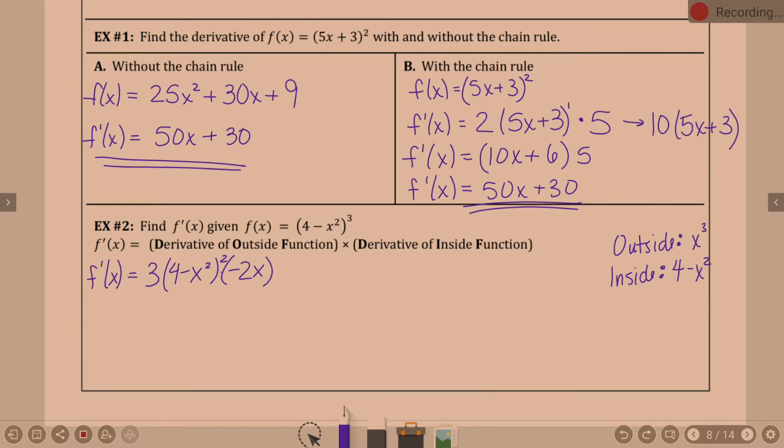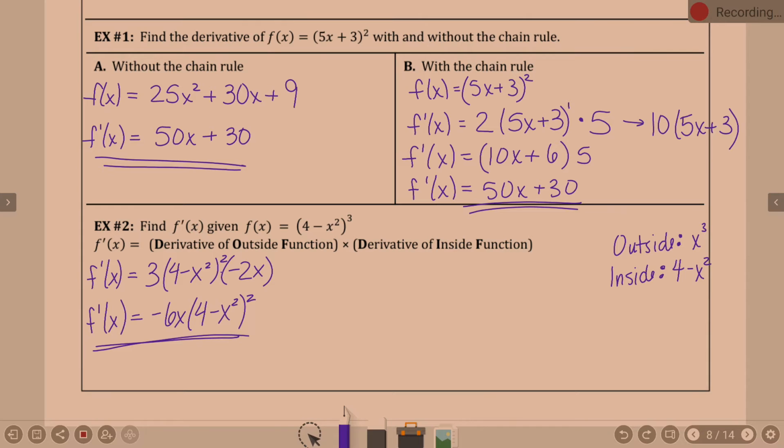Now, in terms of final answer, you technically could leave it like this. I would clean it up a smidge. I'm not going to go all the way with it, but if I'm going to clean it up a smidge, I have a 3 out front, and I have a negative 2x out back that are just plain terms, right? Negative 6x. So I would write this as negative 6x times 4 minus x squared quantity squared. Do you need to FOIL out that 4 minus x squared? No. Okay. I assume, yeah, that's what my answer key has.